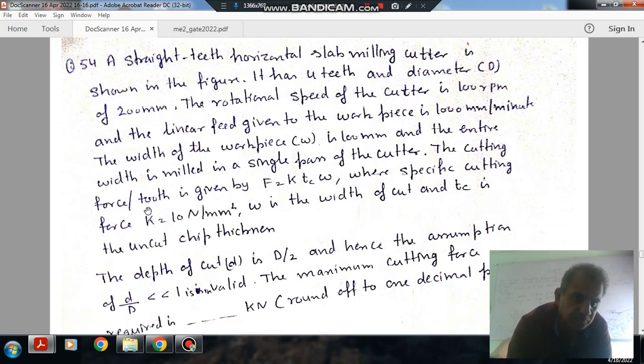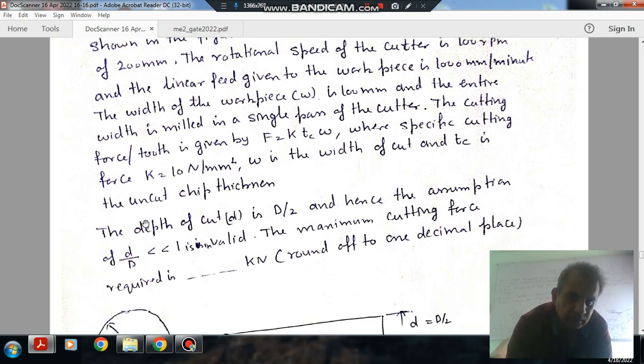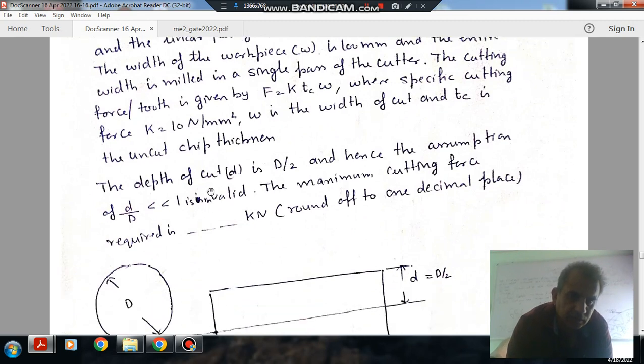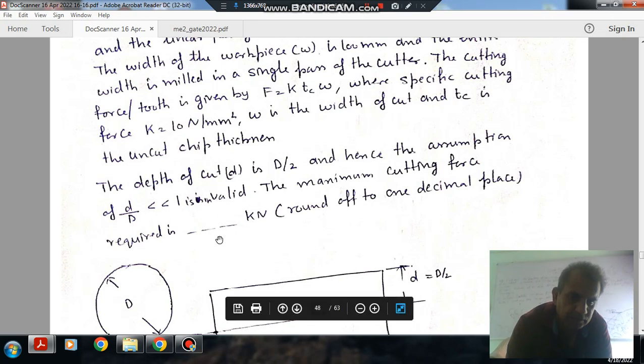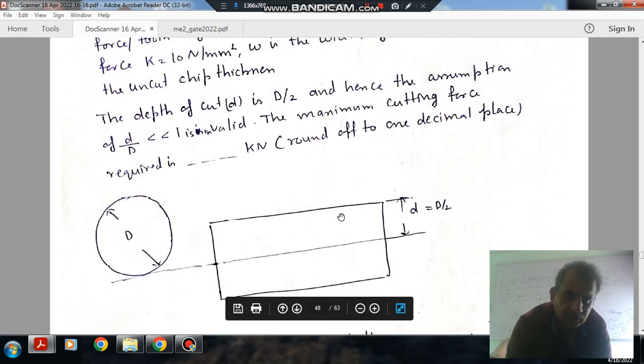The cutting force per tooth is given by F = K·tc·W, where specific cutting force K is equal to 10 Newton per mm square, W is the width of the cut and tc is the uncut chip thickness. The depth of cut d is D by 2, and hence the assumption of small d by capital D much less than 1 is invalid. The maximum cutting force required is dash kilonewton, round up to 1 decimal place.